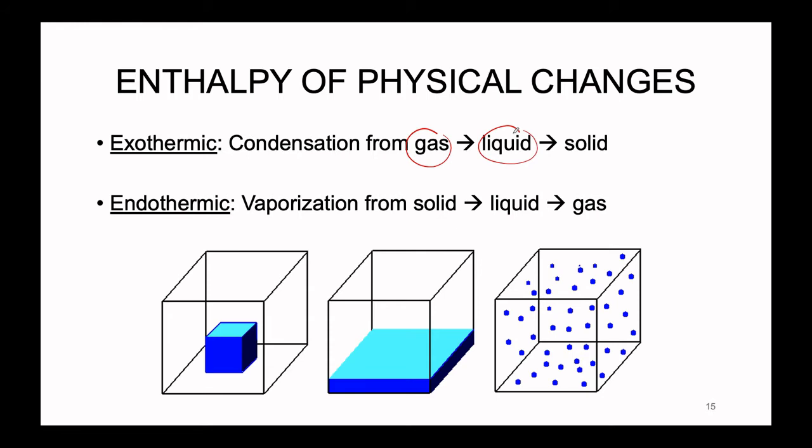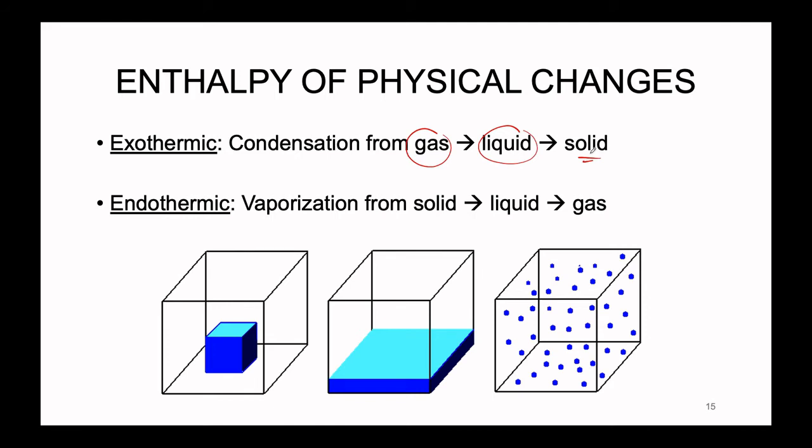Well, anytime the temperature of a species is changing, this must mean that the internal energy of that species is changing, since temperature and energy are intrinsically linked. Physical changes are consistently also exothermic and endothermic from the perspective of energy. An exothermic physical change would be anything that has to do with condensation. So if we're going from gas to liquid, or if we're condensing even further from liquid to solid.